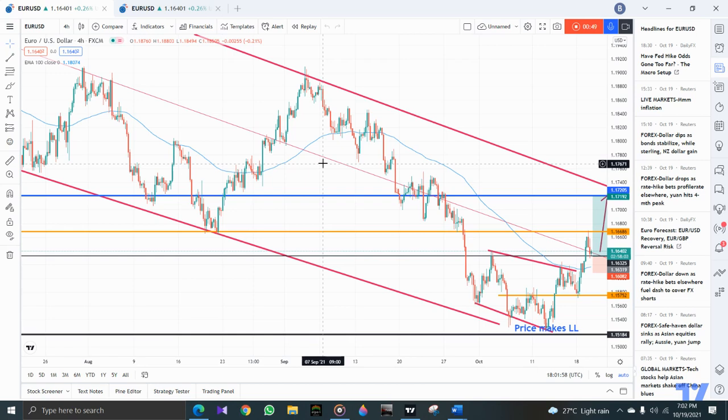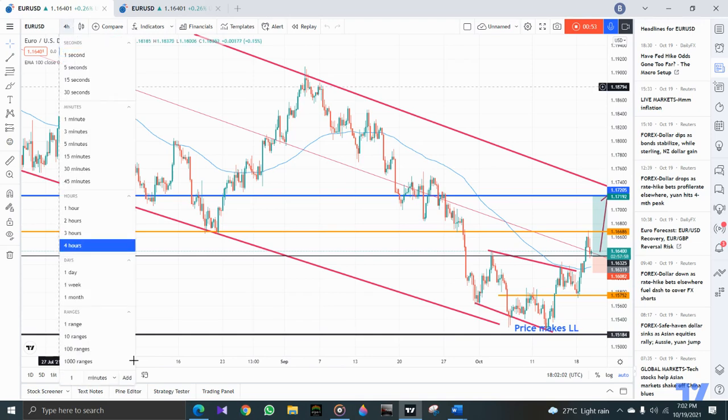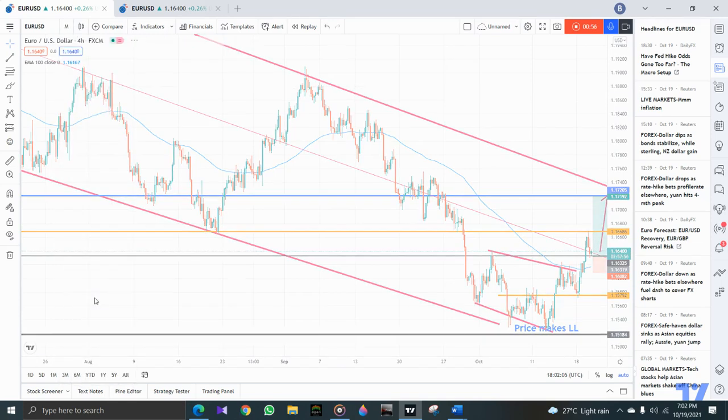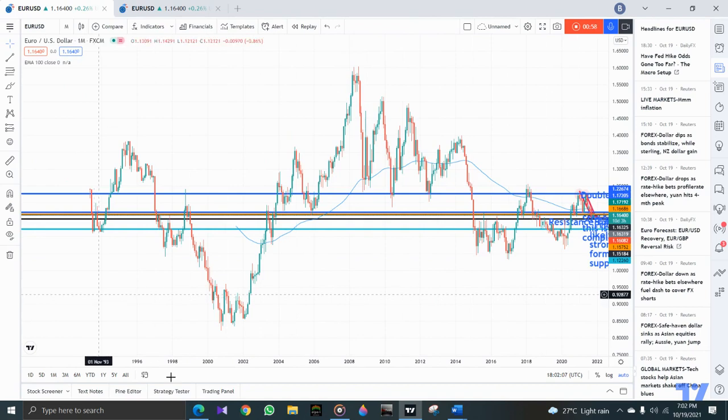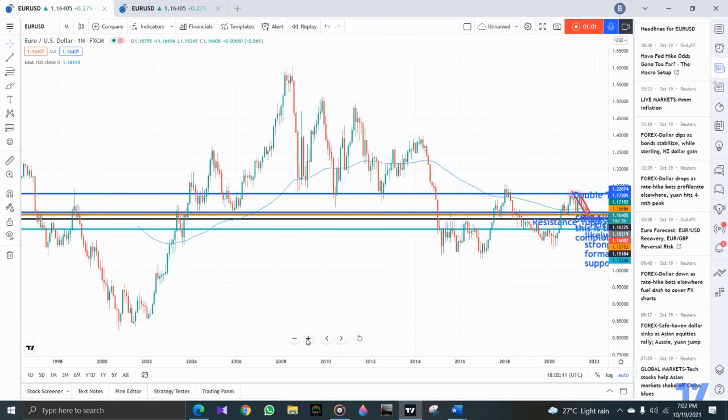So let's start with EURUSD monthly time frame. EURUSD monthly time frame is such an interesting thing to see. Okay, let me zoom out and let's see what is going on the monthly time frame.